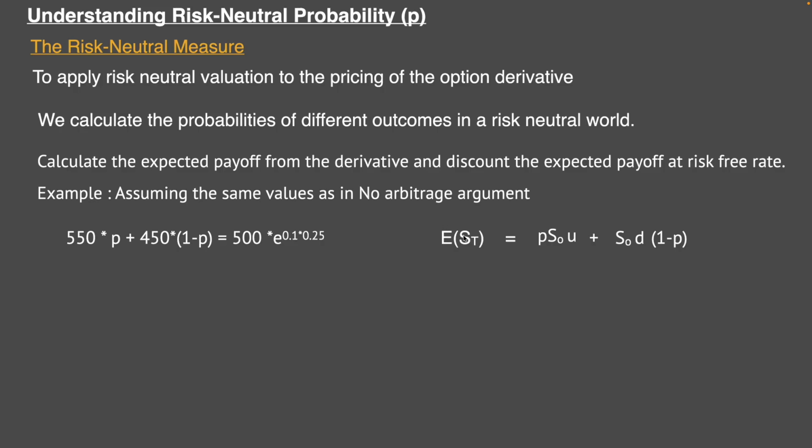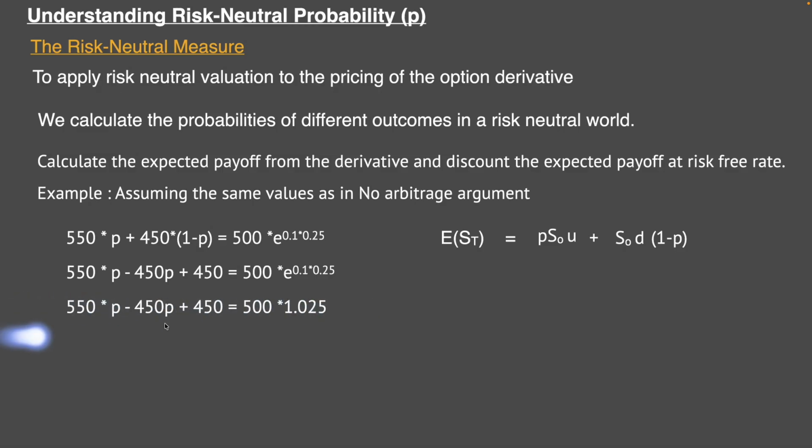Expected payoff from the underlying stock price S at T. What is capital T? Capital T is the termination of the option contract. That will be equal to P into S0 into U plus S0 into D into 1 minus P. That is what we have done here. So when we simplify this equation, we get the value of P as 0.6275.